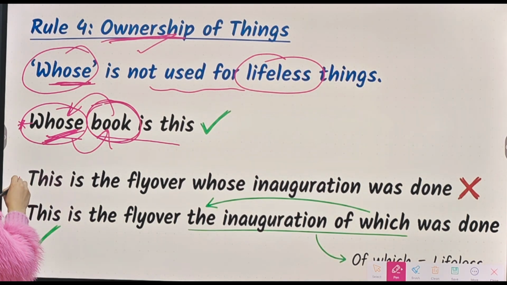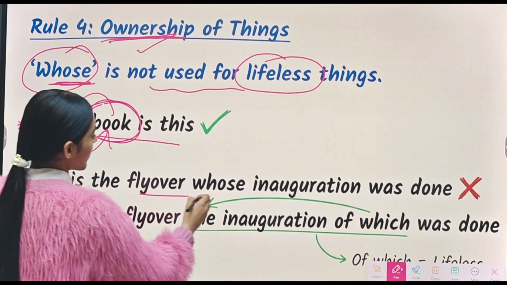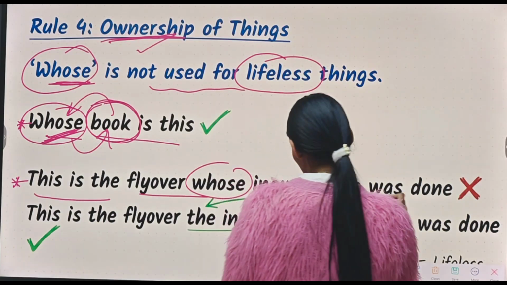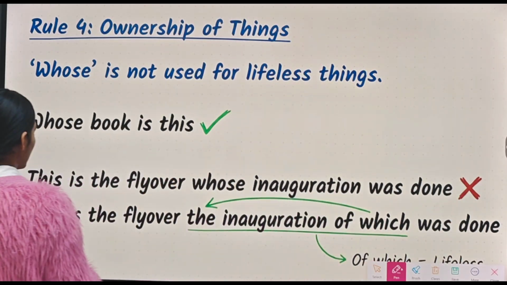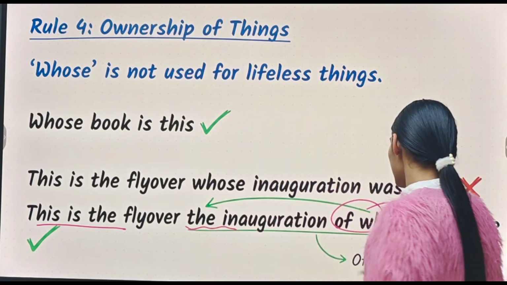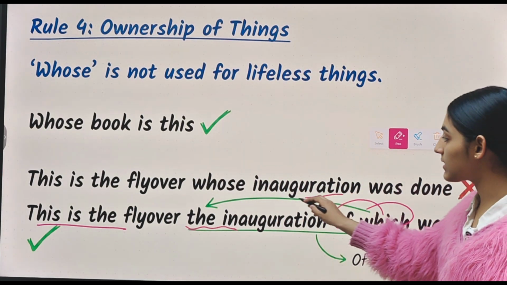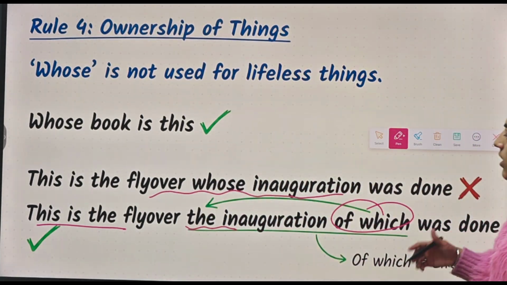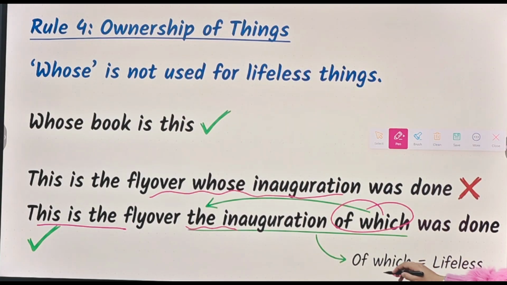Now let's see the next example. This is the flyover whose inauguration was done. So instead of using whose, we will say this is the flyover, the inauguration of which was done. So here it's a lifeless thing, which we can see here. So for a lifeless thing we will use of which, as you can see in this sentence.